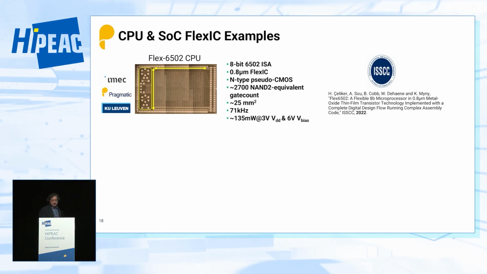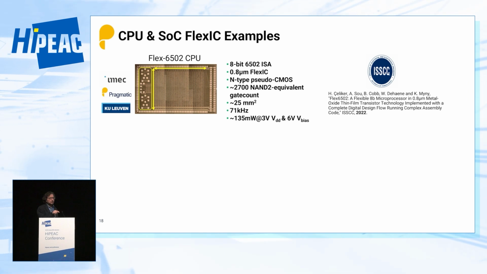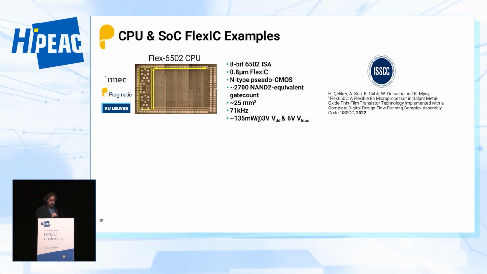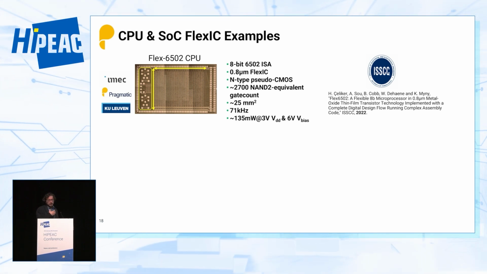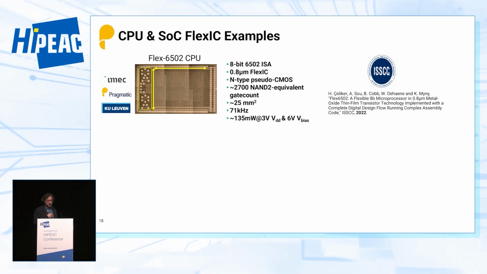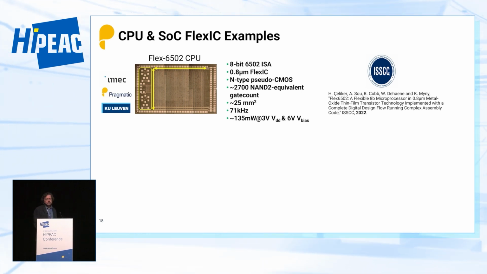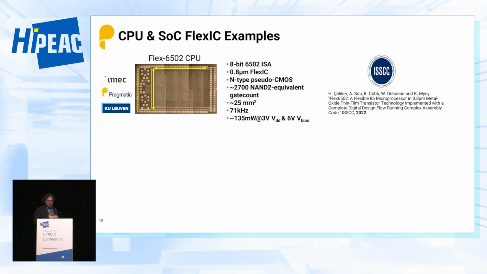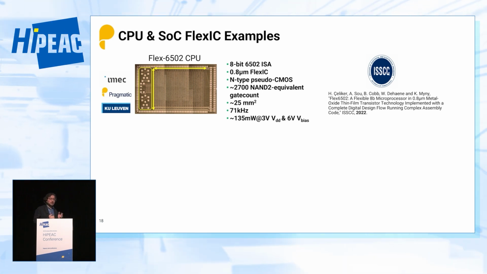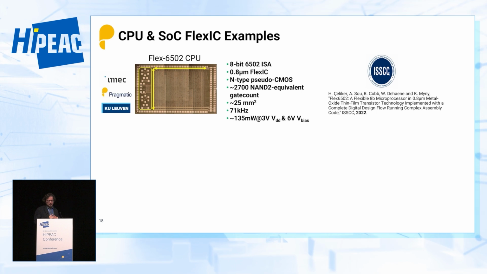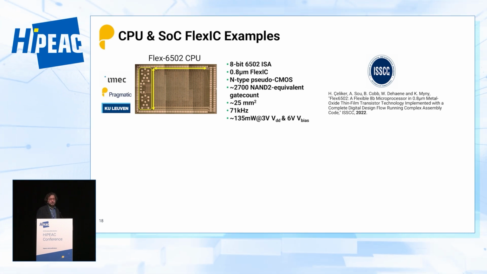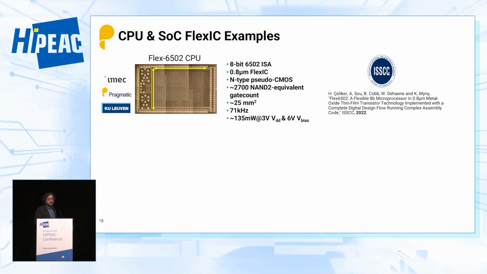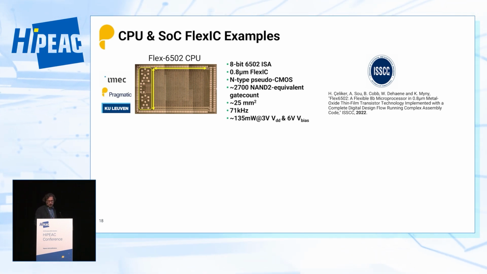So the first one is the legacy CPU we built. Maybe some of you remember the 6502 8-bit processor. This was actually done before I joined Pragmatic. Pragmatic collaborated with HiPEAC and KU11 to build this CPU. It was built using our older technology, 0.8 micron. It was a relatively small design, about 3,002 gate equivalent, and it was running pretty fast because of the pseudo CMOS libraries, the KU11 design.